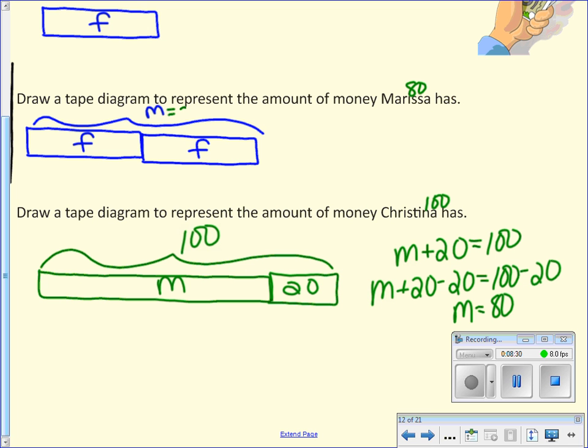Hold on. So if Marissa is 80, what's my equation for Frank? Stop moving. 2F equals 80. Divide both sides by 2. So Frank equals $40.